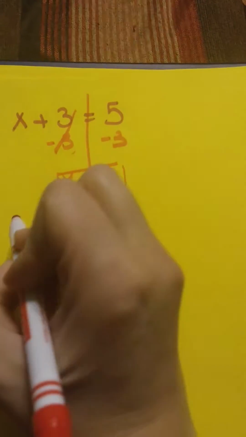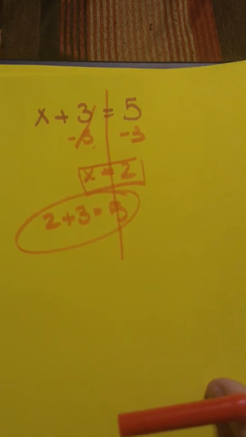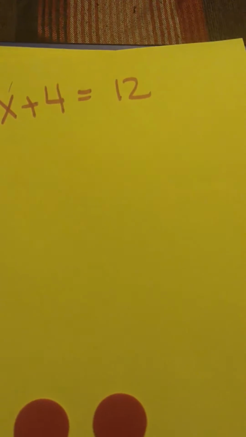So 2 plus 3 equals 5, and that does work out.